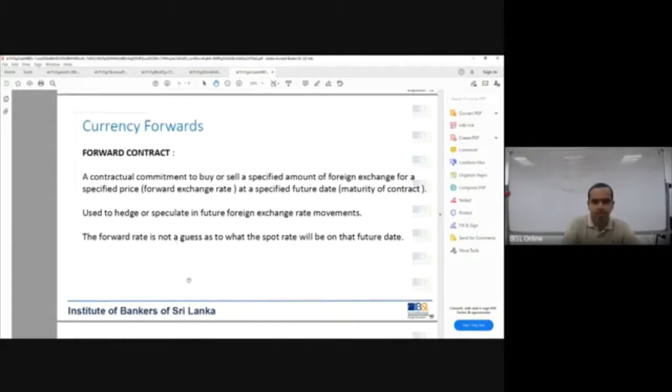Right. So currency forwards, a very interesting concept. Now this is based on interest rate parity. Forward rates are based on interest rate parity.